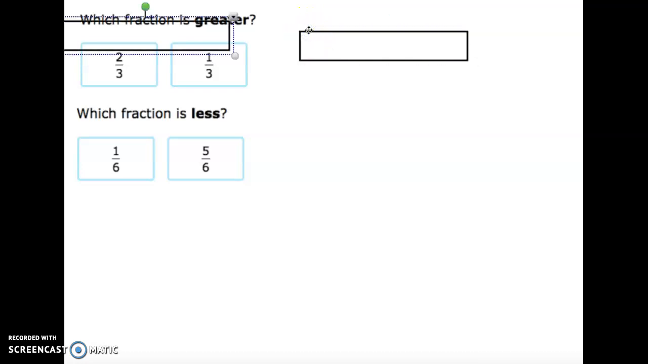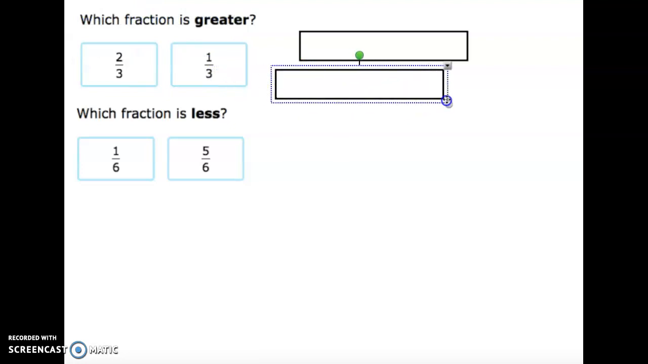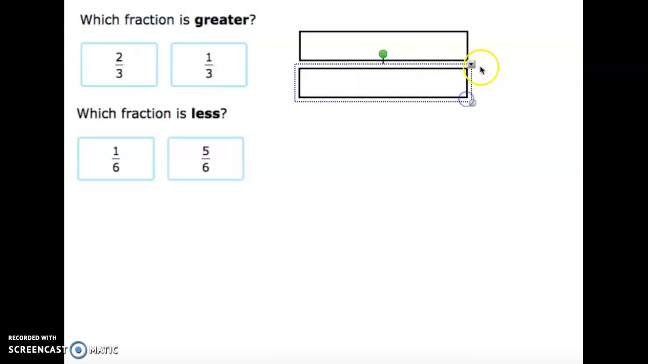So we're going to make a little drawing here. We're going to pull our pieces. So we have the same whole numbers. And for this one, we have thirds, right? So we're going to draw as close to equal parts here as we can. All right. Now for my first one, I'm going to shade in 2 pieces. For my second one, I'm going to shade in 1 piece.